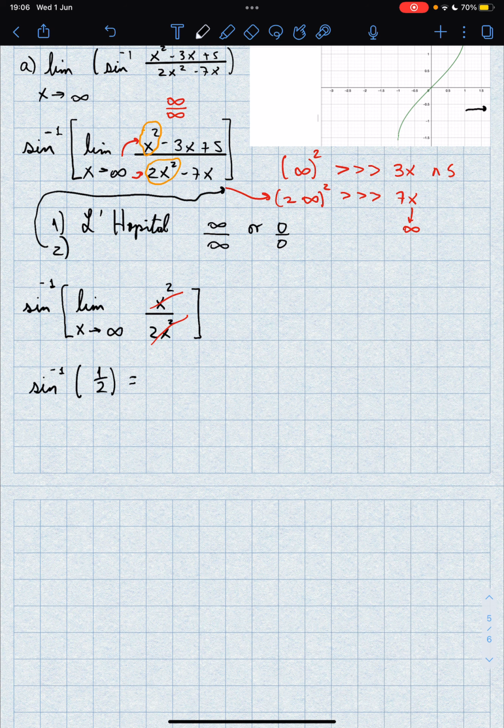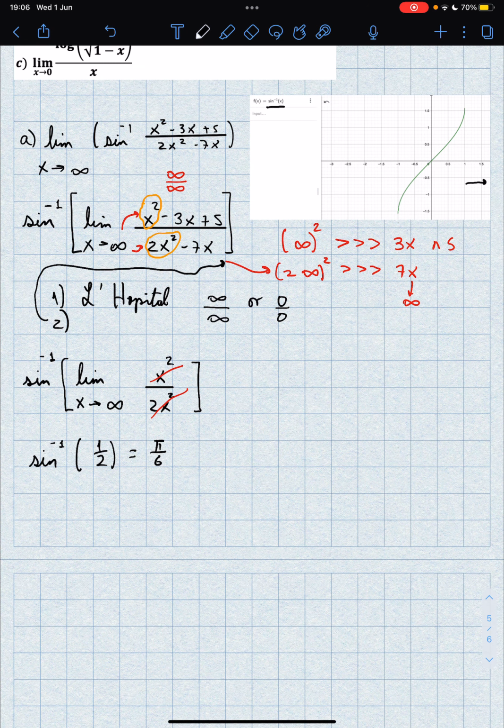So in which value of radians do you have 1/2? Basically in pi over 6. If you go to the calculator and you say inverse sine of 1 over 2, well, in my calculator it shows 30 degrees, right? But you always have to express your answer in radians. So this is going to be pi over 6, right?